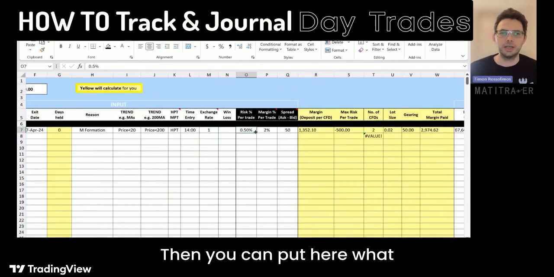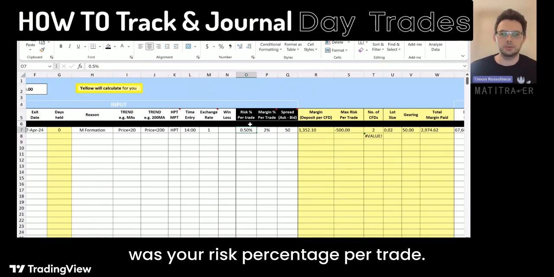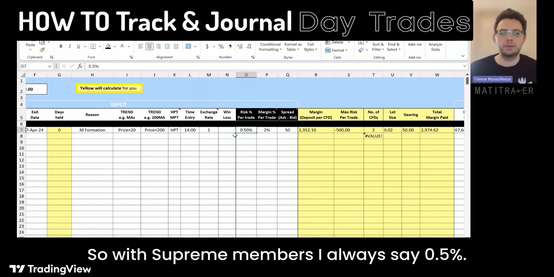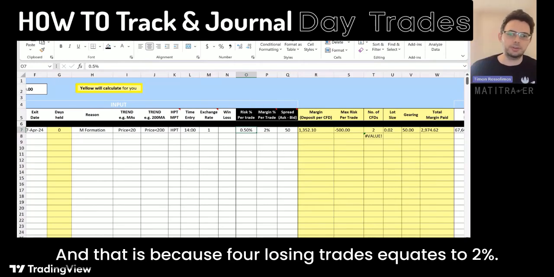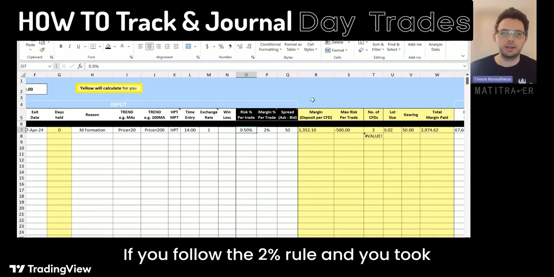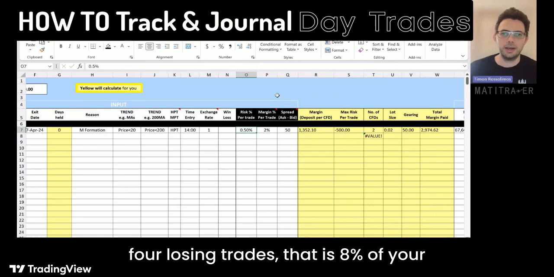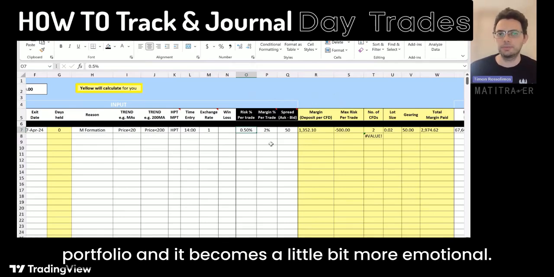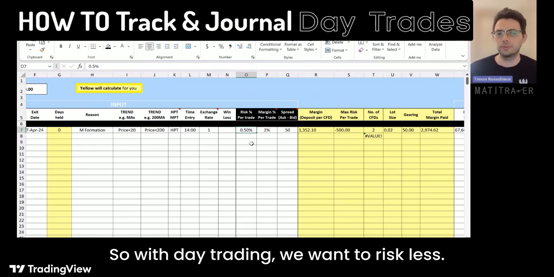Then you can put here, what was your risk percentage per trade? So with Supreme members, I always say 0.5%. And that is because 4 losing trades equates to 2%. If you followed the 2% rule and you took 4 losing trades, that is 8% of your portfolio, and it becomes a little bit more emotional. So with day trading, we want to risk less.